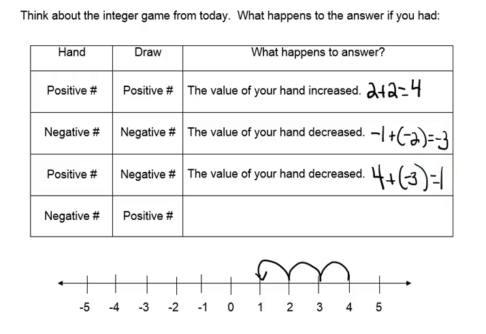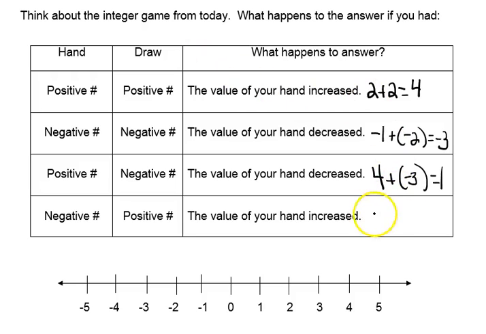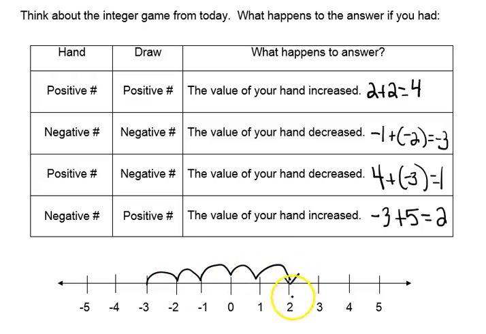It decreased. And finally, what happened to the value of your hand when you had a negative number and drew a positive number? The value of your hand increased. For example, if you had negative 3 in your hand and you drew a positive 5, the sum would be a positive 2, because you'd start at negative 3, count up 5, 1, 2, 3, 4, 5, and we'd end up on 2. The value of our hand increased. We started with negative 3 and ended up with 2. Positive is greater than negative.